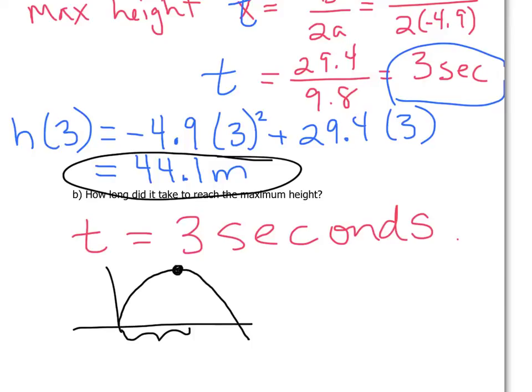It takes this long, half the time, to get there, because half of the time it goes up and the other half it goes down. And then our height is how high it goes, the highest, the maximum, the y value of the vertex.